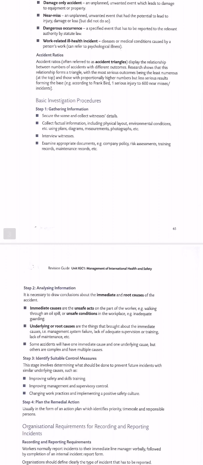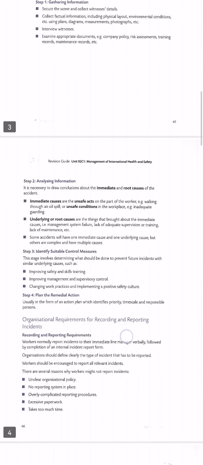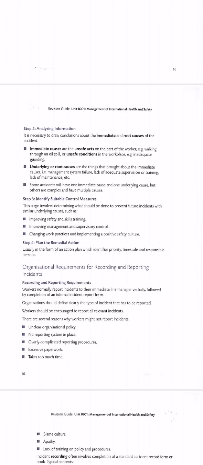Then step number 2 in the investigation, you have to analyze information. How can we analyze the information? It is necessary to draw a conclusion about the immediate and the root cause of the accident. Number 1, you have to identify the cause. How can we identify the cause? Are there unsafe acts on the part of the worker? You have to check whether it's part of the cause, such as the worker working through an oil spill, an unsafe condition in the working place.